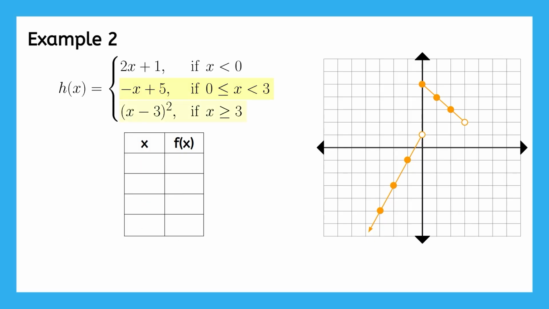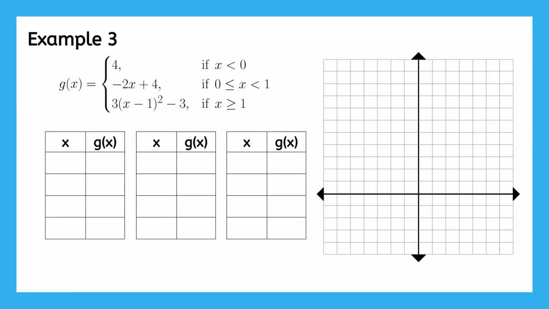Now for our third piece, we want values greater than or equal to 3. Pause the video now to finish filling in the table and drawing the curve. Again, we start graphing at (3, 0) with a closed circle. Continue plotting. Draw our curve with an arrow at the end. Notice that this part might start off looking like a straight line, but it is a quadratic, so it will have the curve of a parabola. Great work. Now it's your turn to try.